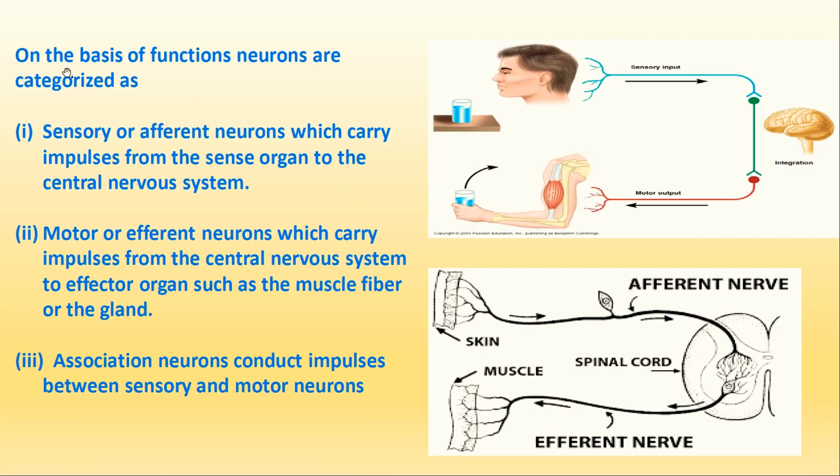On the basis of the functions, neurons are categorized as sensory or afferent neurons that carry the impulses from the sense organs to the central nervous system, whereas the motor or efferent neurons carry the impulse from the brain to the effector organ, such as muscle fiber or a gland. The third one is the associated neuron, that conducts the impulse between the sensory neuron and the motor neuron.